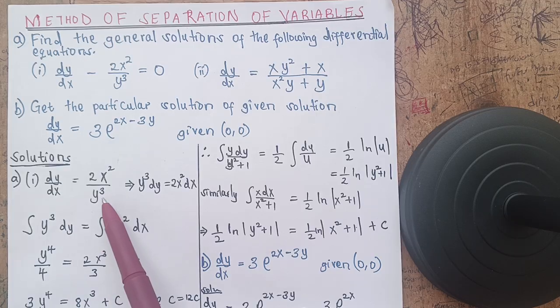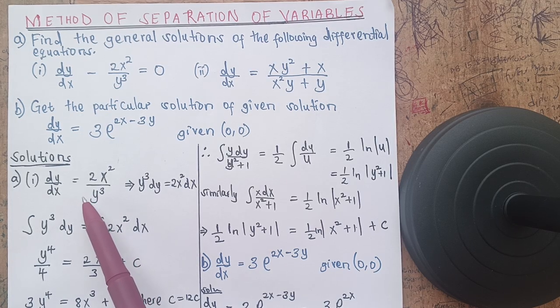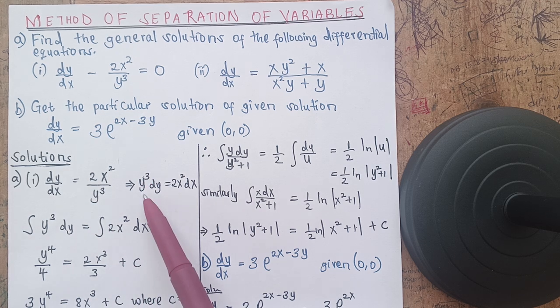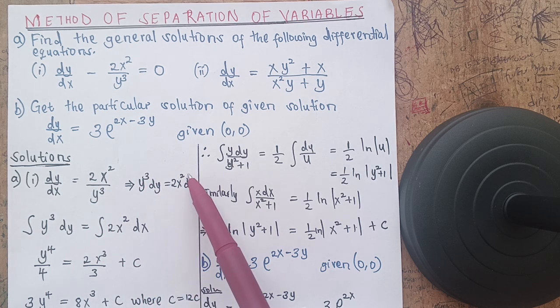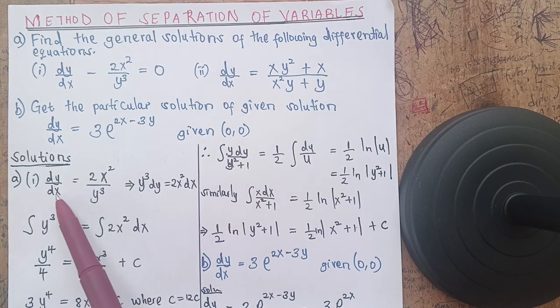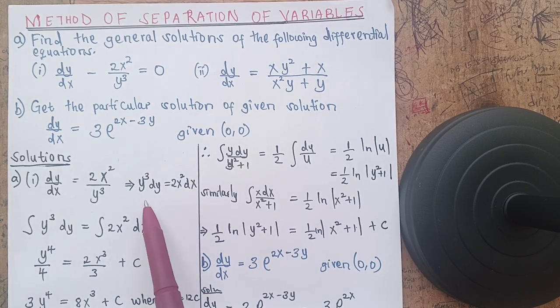After writing this, we are going to separate, so we put the y terms together and the x terms together. Here we do cross multiplication, so it is going to be y cubed dy is equal to 2x squared dx. After doing cross multiplication, the next step is to integrate both sides.